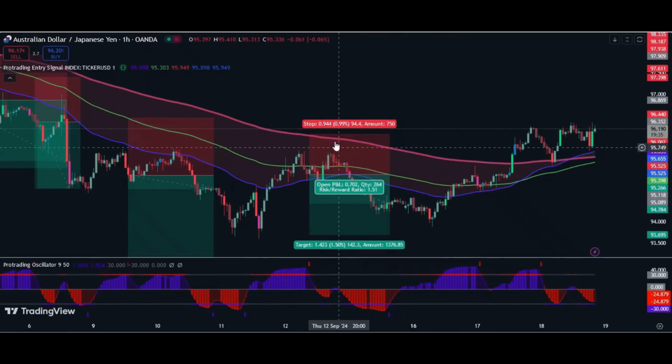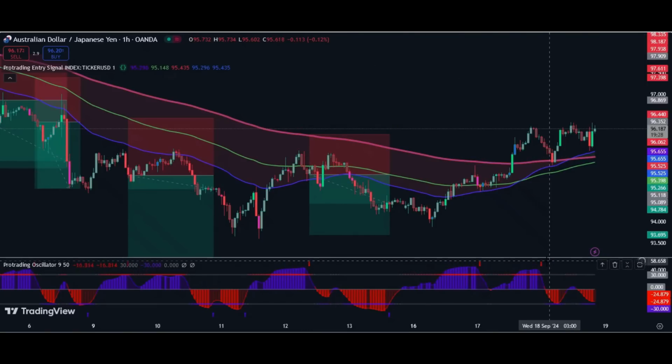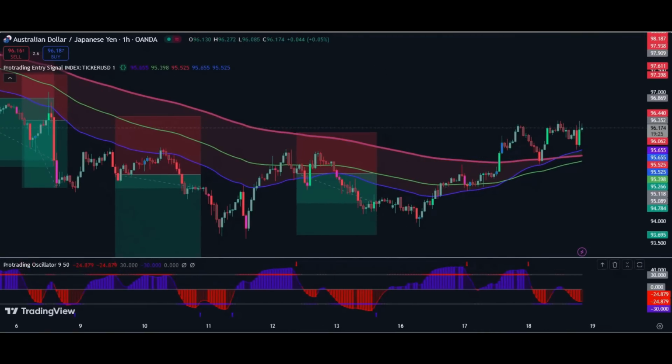I hope you are following my explanation. From what I've explained, you see here you have this signal generated on the oscillator. This is a signal telling us to sell the market. But if you look on the chart, price is currently trading above the moving averages. So this is an invalid signal. We will not take this signal to enter the market.